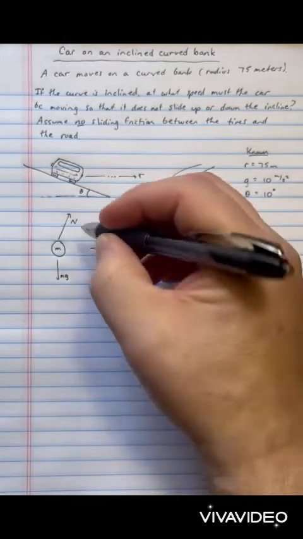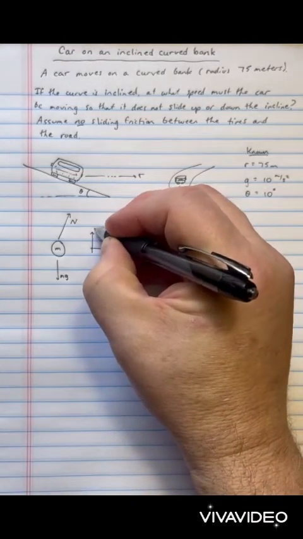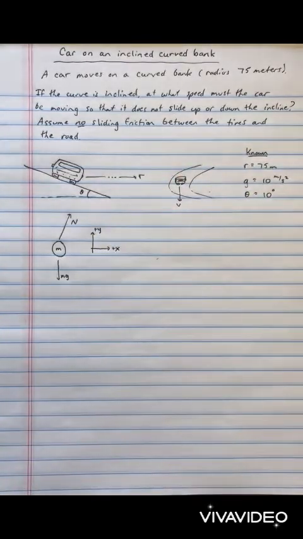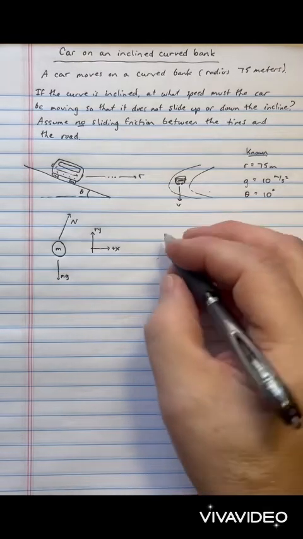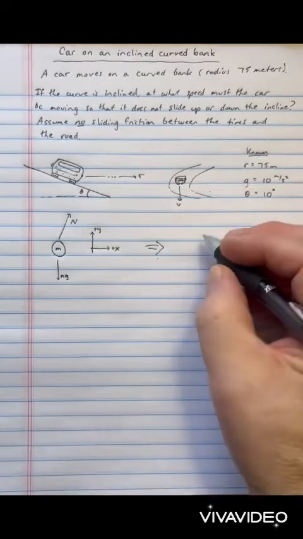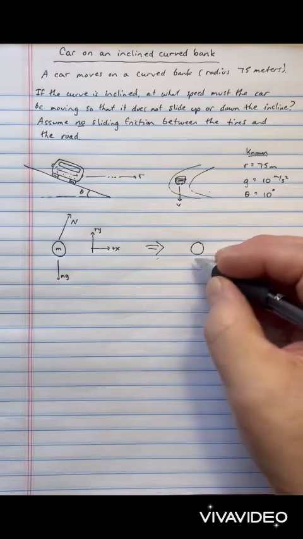In other words, we'll call positive x going like that and positive y like this. So in that case, now we need to adjust the normal force rather than the weight, which is something that we would have done in a previous video. So let's do that and redraw our free body diagram to illustrate this.